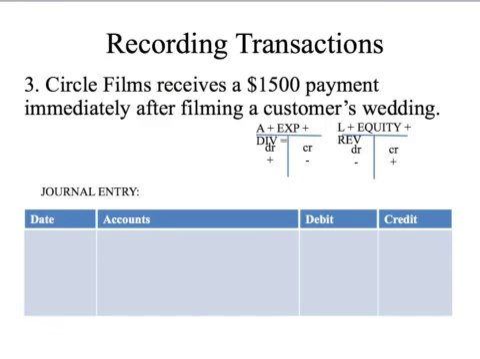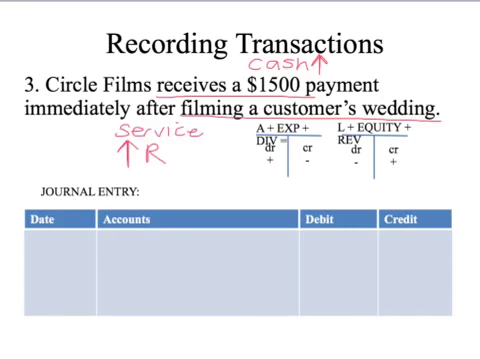Circle Films receives a $1,500 payment immediately after filming a customer's wedding. So first of all, receiving $1,500 means they're receiving cash. So that's cash increasing. And it says they've been filming a customer's wedding. That means they've been giving their customer a service. They've earned the revenue. So revenue is increasing. And we know cash is an asset.